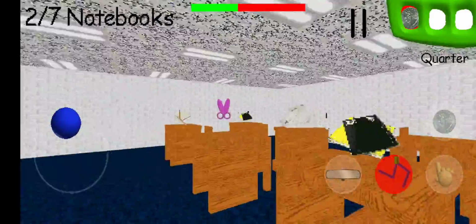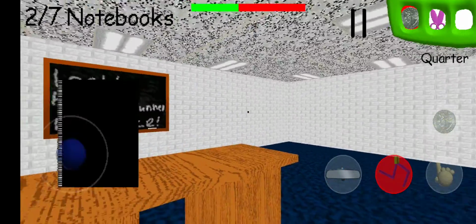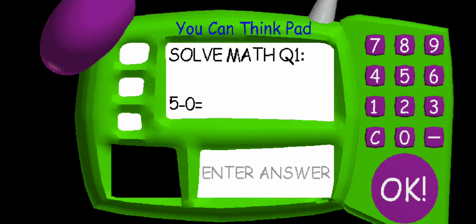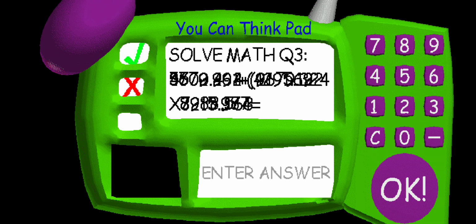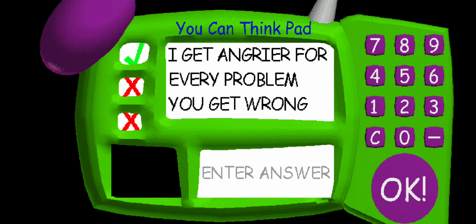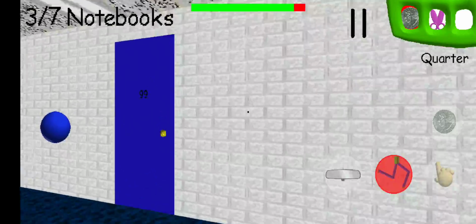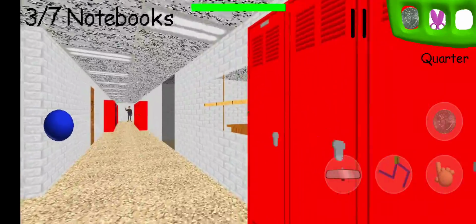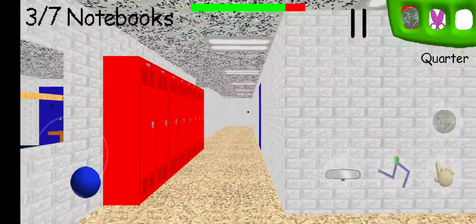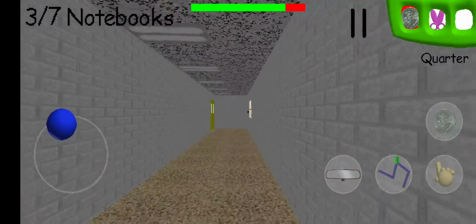Ooh, the scissors! Get the scissors! That's five. That's 10. I get angry at every problem you get wrong! Okay, take a detour.